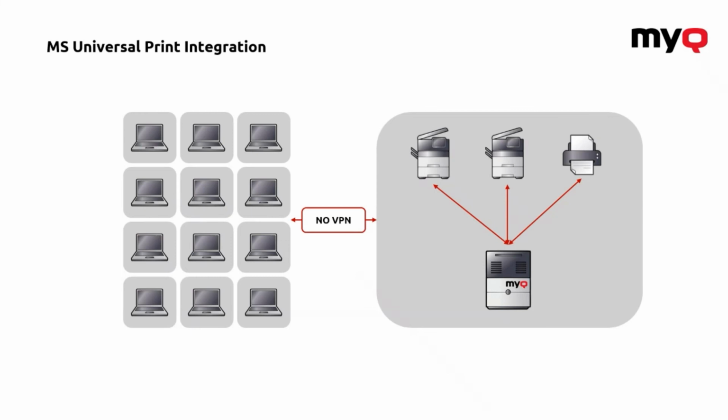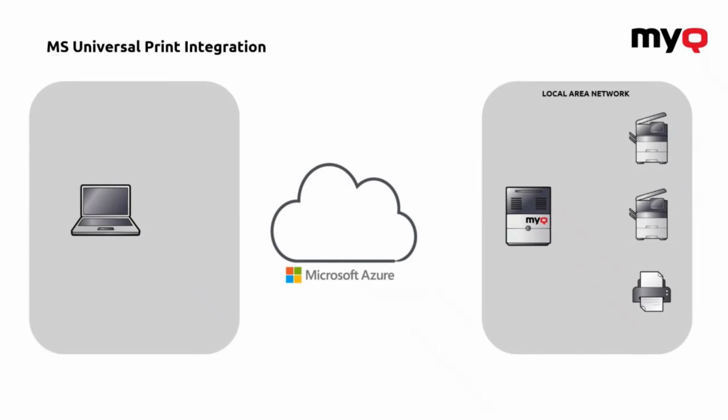Now, there's one question which could be appearing in your head, and that is, why not use just MS Universal Print? Why should MyQ be in the middle? Let me just quickly answer that part. Because if you print using Universal Print, the job gets printed immediately, and you are losing the one last and important thing, and that's the modification of the print job and enforcement of the print rules.